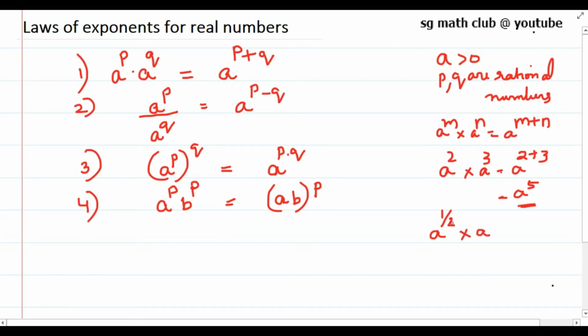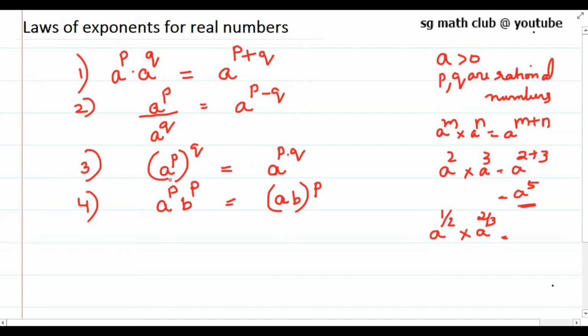So a to the power of 1 by 2 into a to the power of 2 by 3 equal to, you have to find out. Here the only difference is that p and q are rational numbers. So the second law goes like this: a to the power of p divided by a to the power of q equal to a to the power of p minus q.